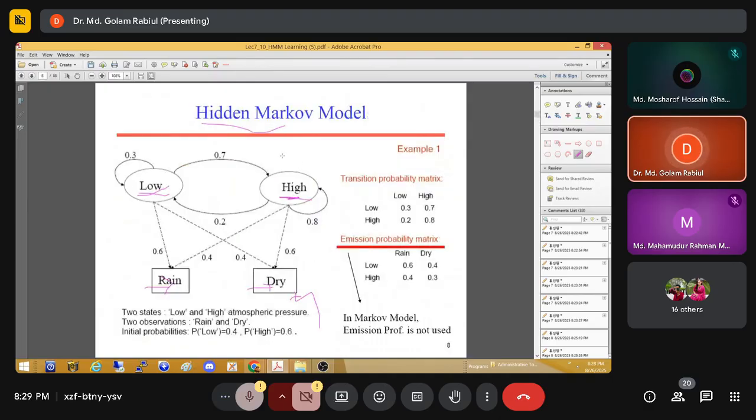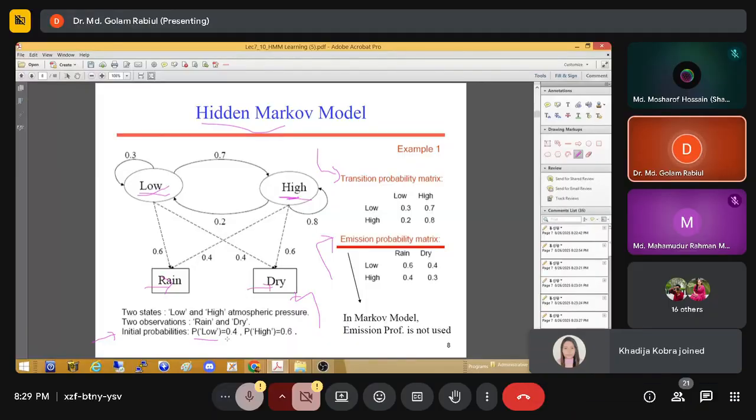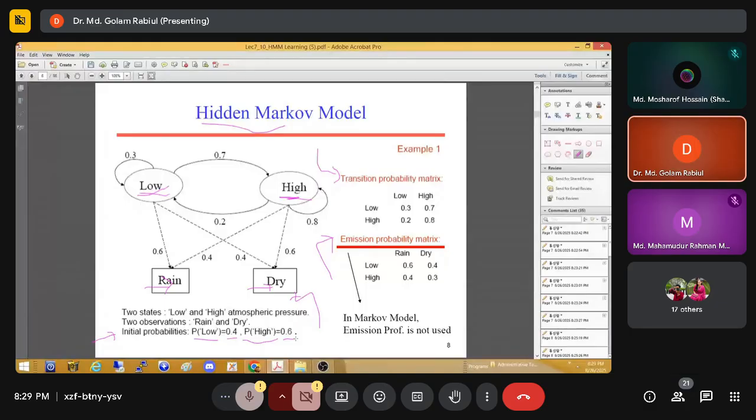In a hidden Markov model, specifically we need three kinds of probabilities: initial probabilities, transition probabilities, and emission probabilities. The initial probability of the state, like the initial probability of low atmospheric pressure, is 0.4. The initial probability of high atmospheric pressure is 0.6. If the data set is given, we can find out those probabilities.